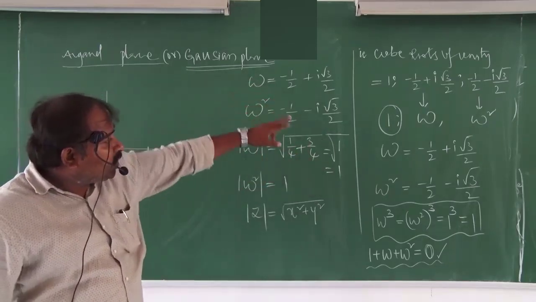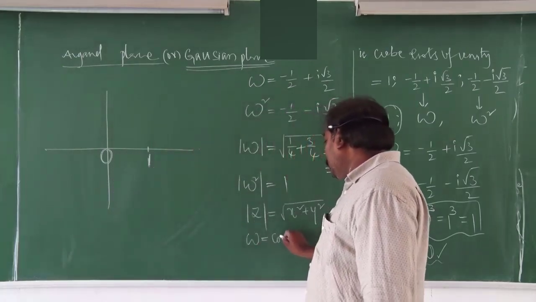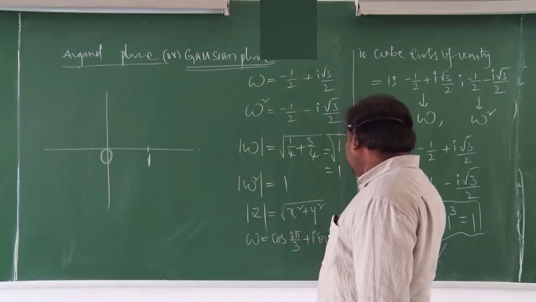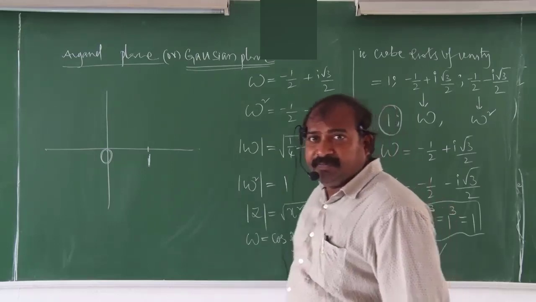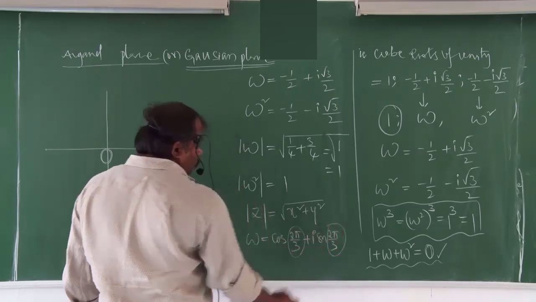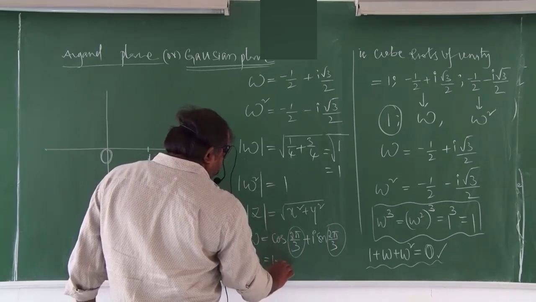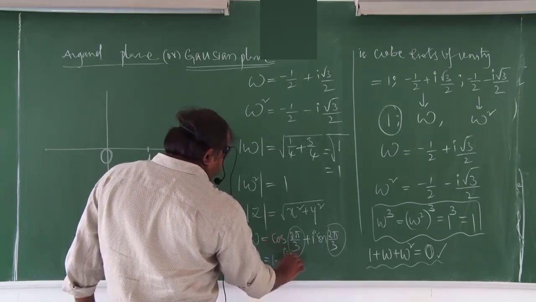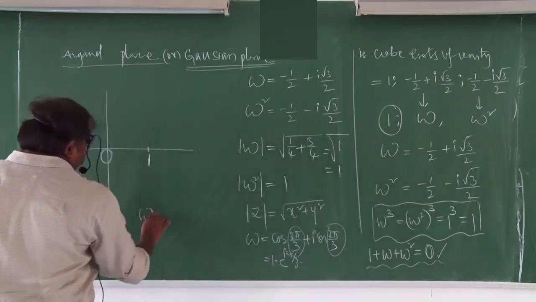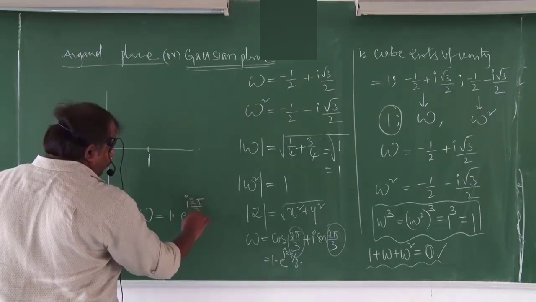And what is the omega value we got? Omega equals cos 2 pi by 3 plus i sin 2 pi by 3. What is 2 pi by 3? 120 degrees. So omega is the complex number, which is nothing but 1 into e power i 2 pi by 3. I can represent omega equal to 1 into e power i 2 pi by 3.